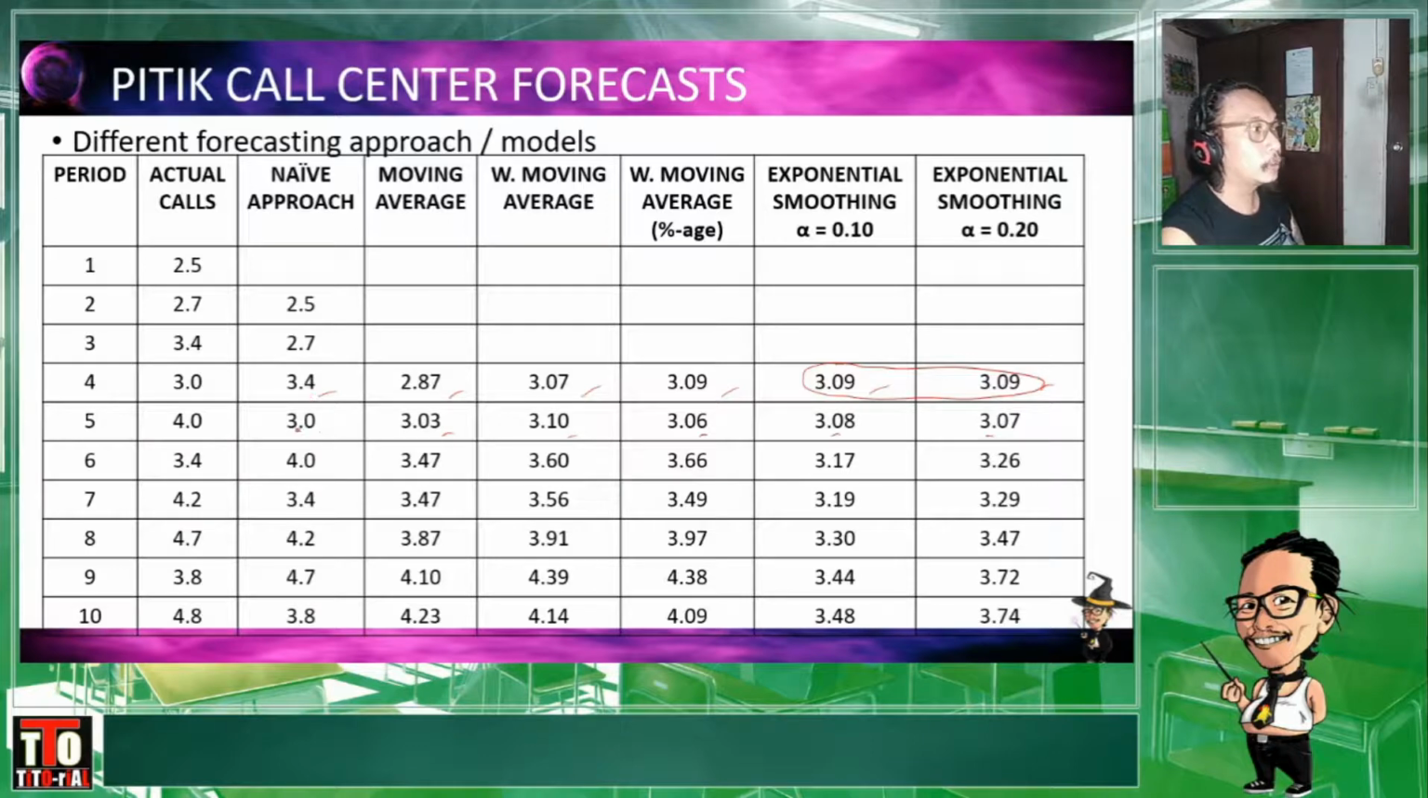For example, in the naive approach, its forecast for period 5 is only 3. But the actual calls in the previous 5 is 4. So, that means there is a difference of 1,000. Then, if we compare now with here, 3.08. With weighted moving average, we have 3.10. It is the closest to the actual calls. Because this is 3,100, this one is 4,000. The others are far.